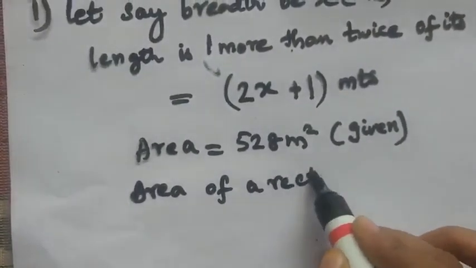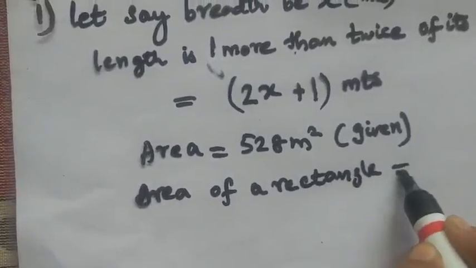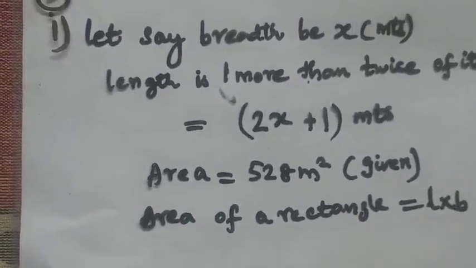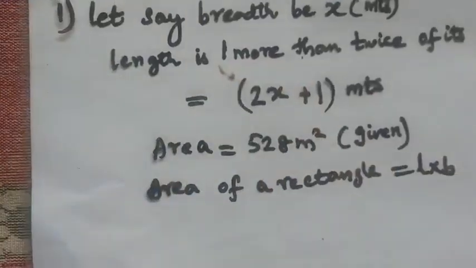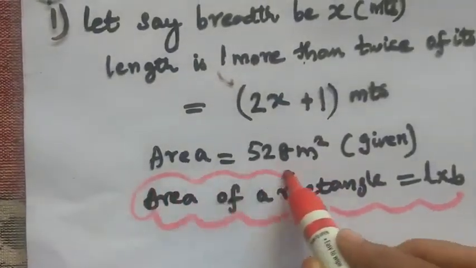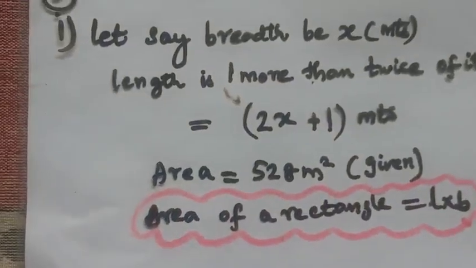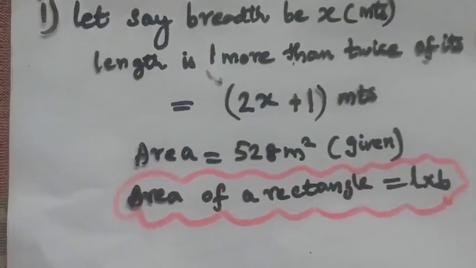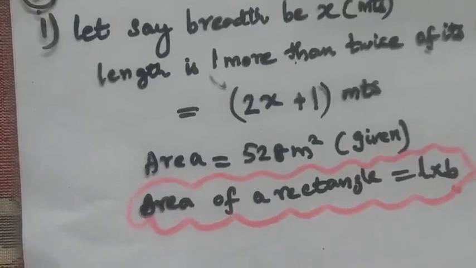Area of a rectangle is always given by L into B. Highlight your formula using your red pencil or any other color so that it stands out and helps you a lot when you go through the questions or answers while learning. So area of the rectangle is equal to this.